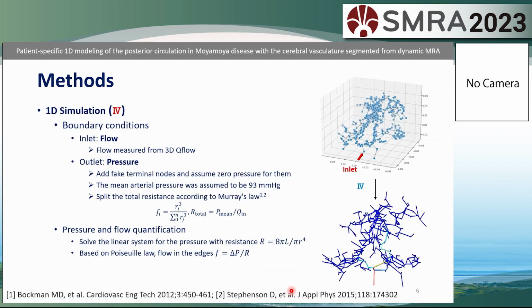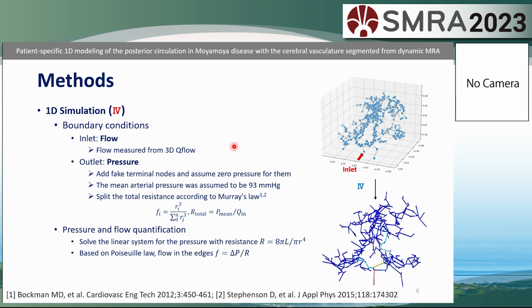And finally, we perform 1D flow modeling based on the vascular network extracted from the ASL dynamic MRI. There's nothing new for the 1D modeling algorithm. We simply use the existing code developed by our co-authors. In terms of the boundary conditions, we use the flow of the basilar artery measured from the 3D phase contrast as the inlet, and we also set the pressure for the outlet.